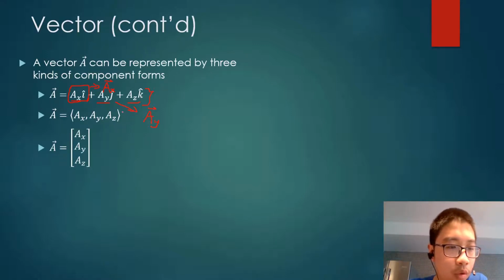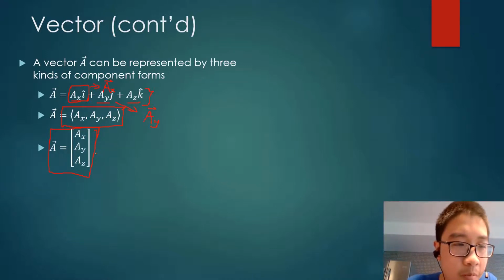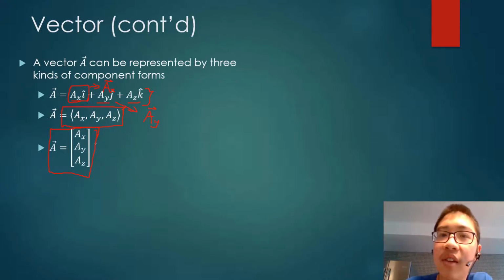We can also use brackets to represent a vector A, or we can use a matrix. That's the fanciest way, I think. So it's my favorite way to represent a vector.